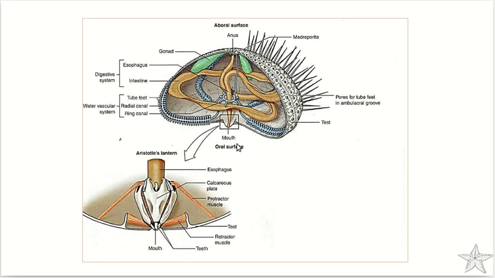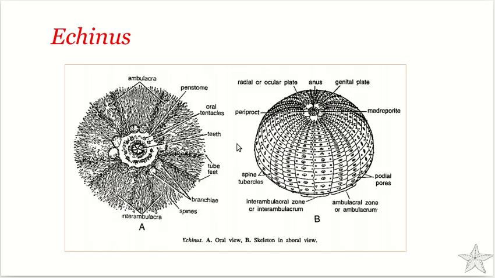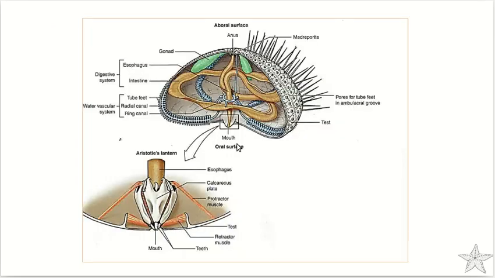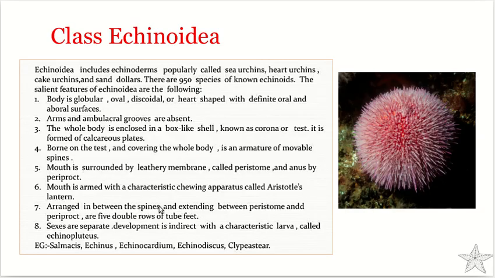Now echinoids are dioecious in nature. The gonads are present on the internal body wall, on the interambulacral plates. The sexes are separate and development is indirect with a characteristic larva, the Echinopluteus.